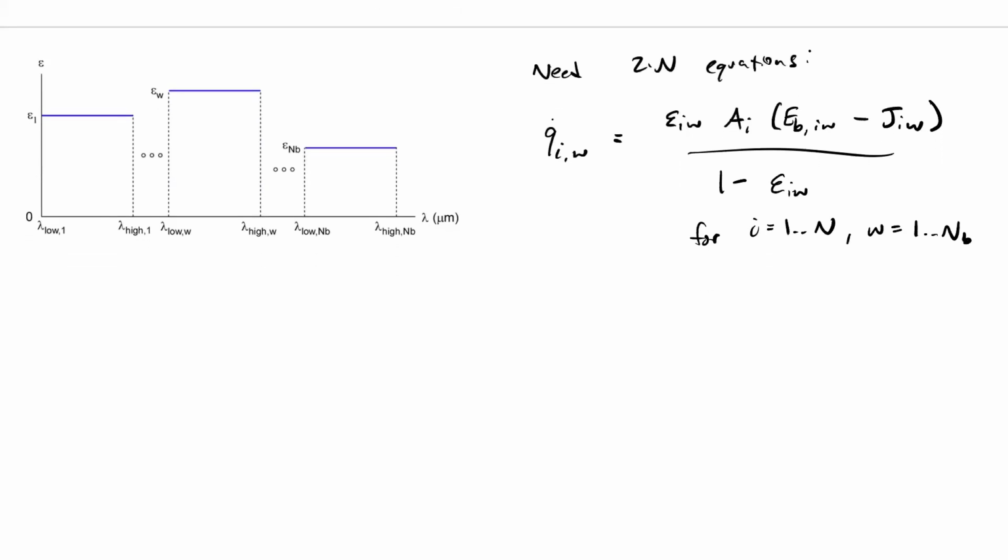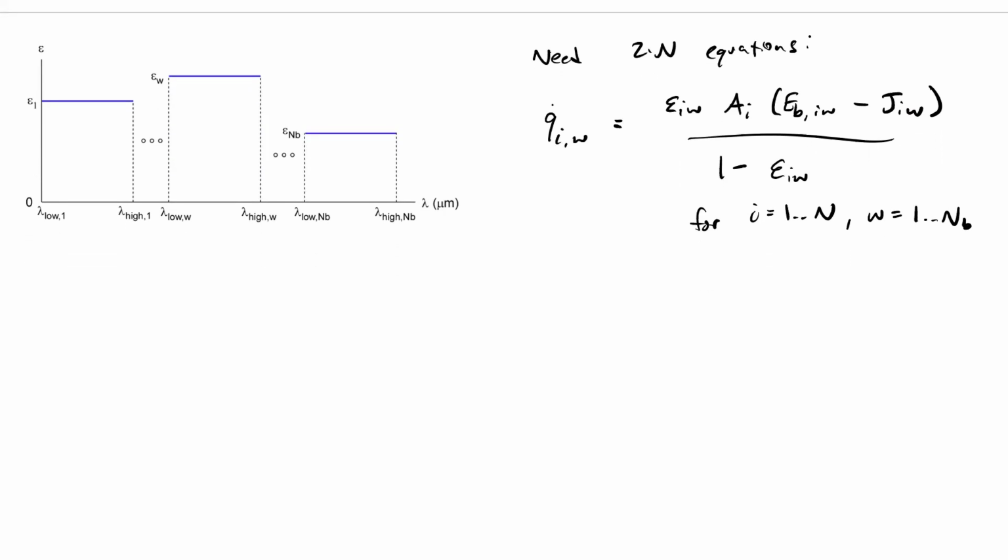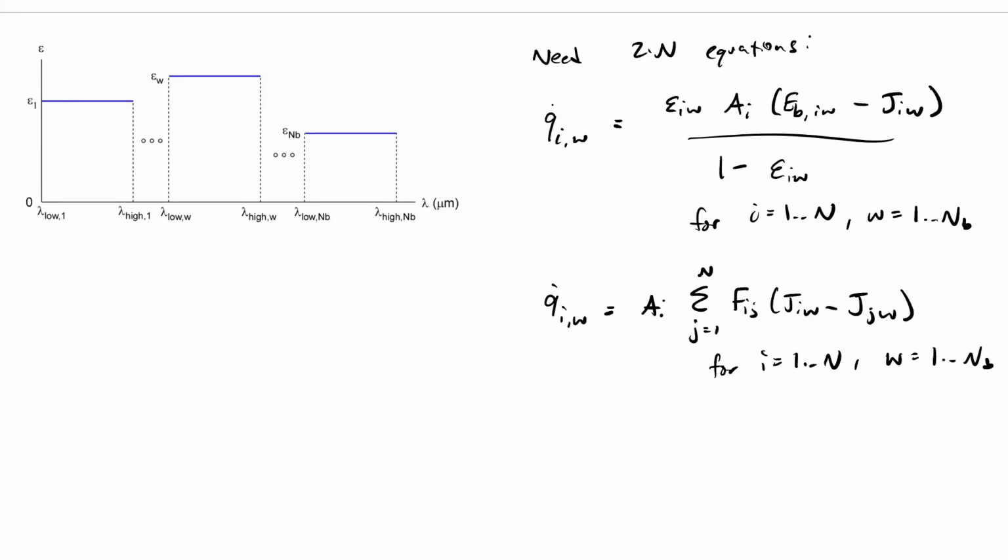Okay, the second set of equations, and then, like I said, we'll talk about nomenclature. Q_I,W is equal to A_I times the sum for J equals 1 to N, the number of surfaces, F_ij (J_I,W minus J_J,W). This is, again, for I is 1 to N, and for W is 1 to NB. Okay, so let's talk through the nomenclature. I think some of this is obvious, but it's maybe not clear why we're choosing the indices that we are.